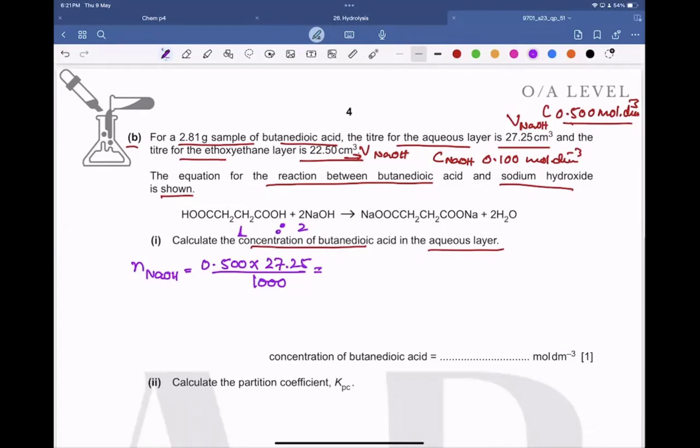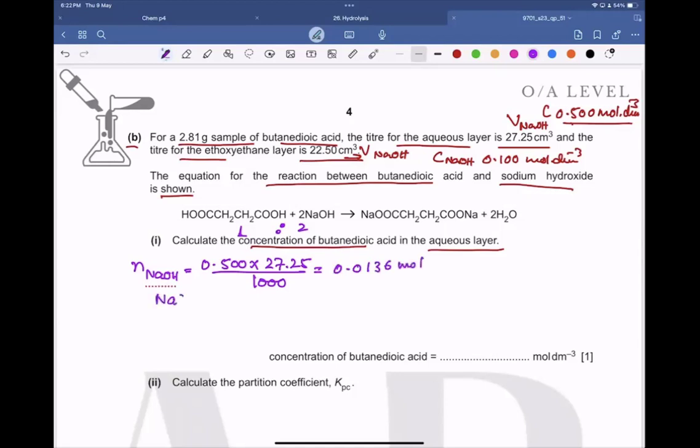Yes, can anyone calculate it and tell me the answer, please? Okay, thank you, Maha. It's 0.0136. Okay. So we got the moles of sodium hydroxide.